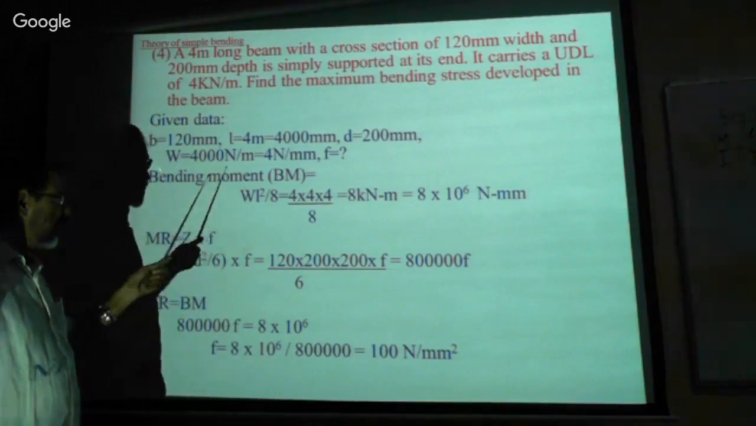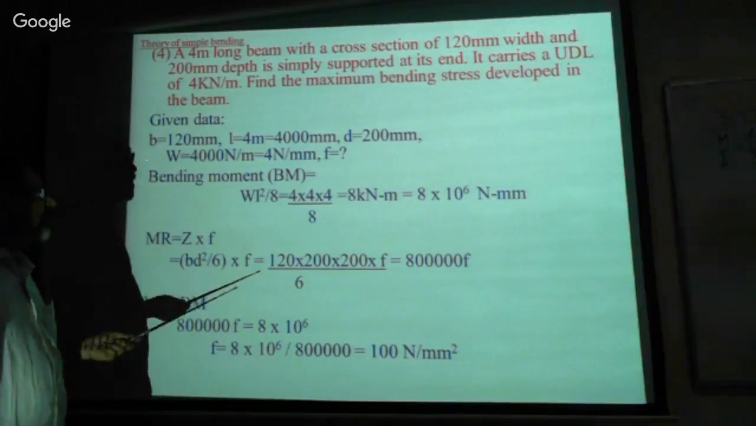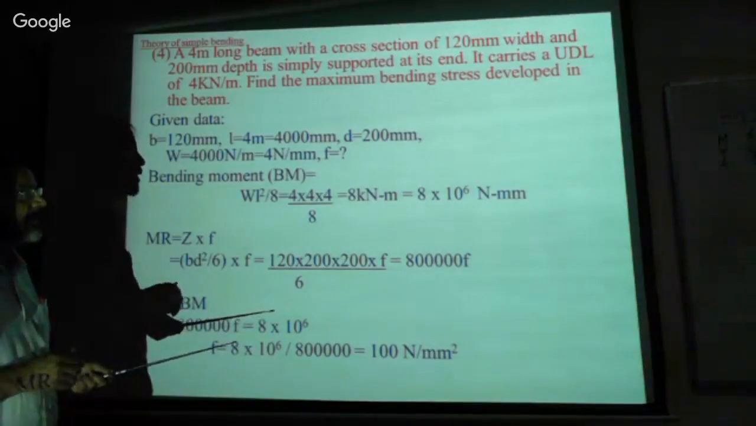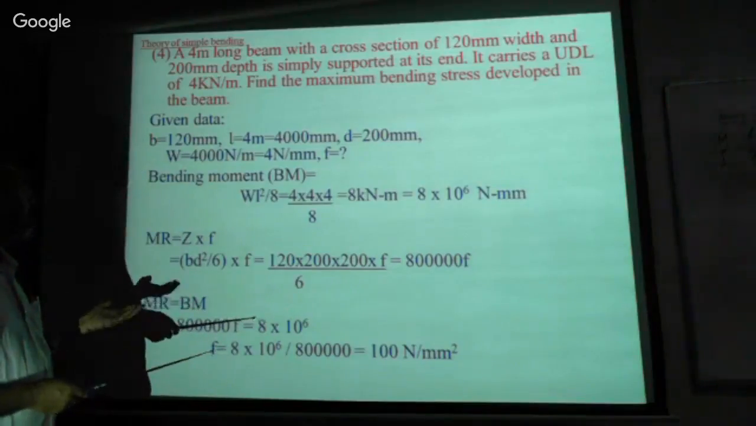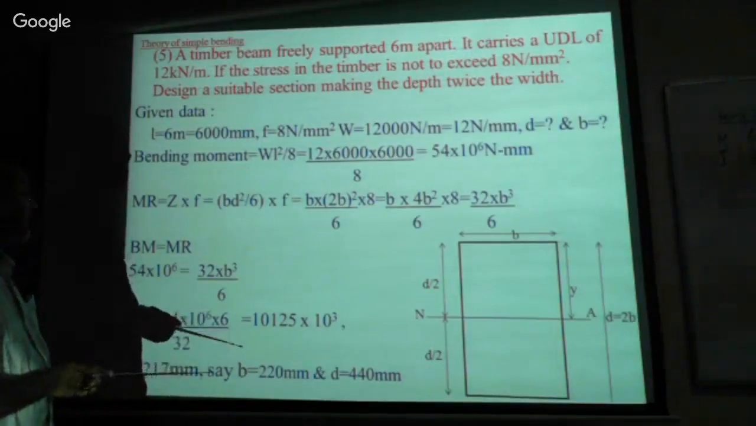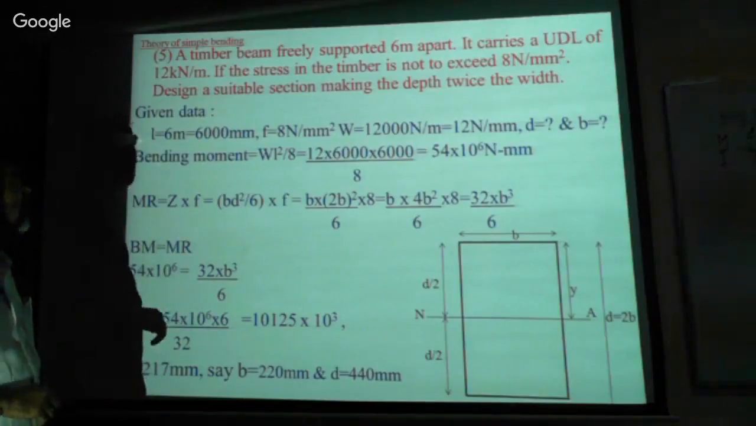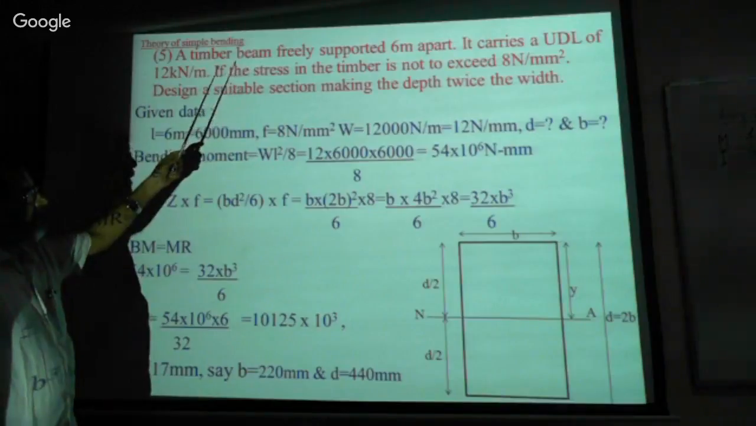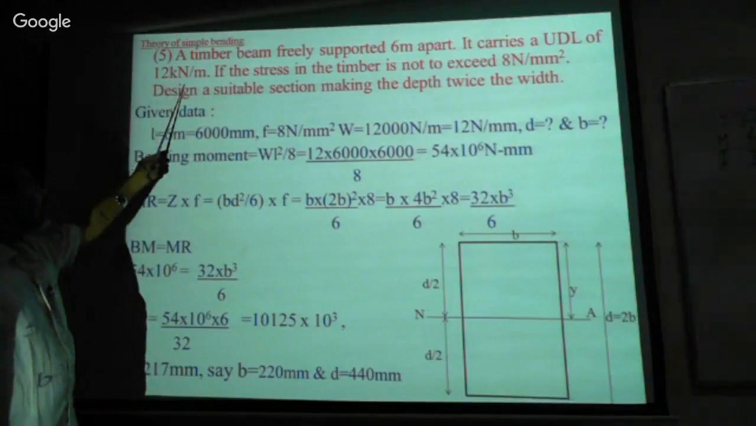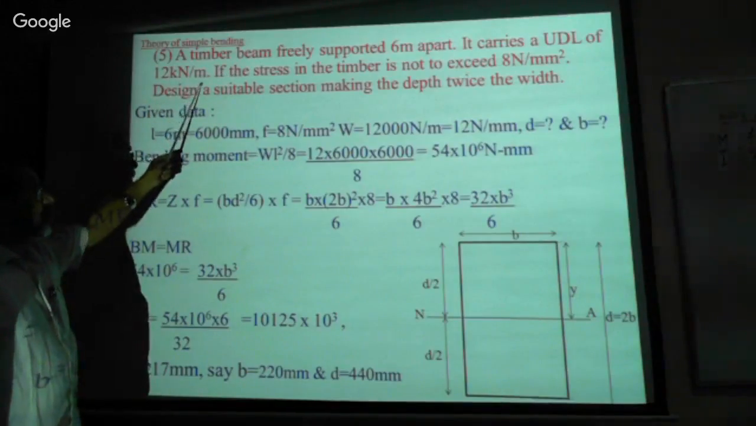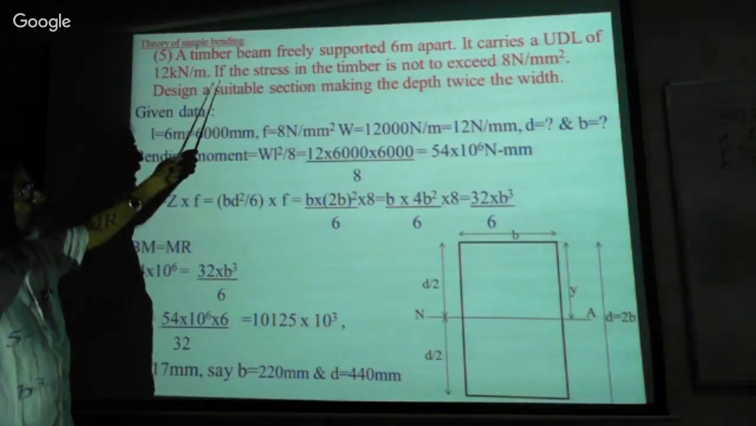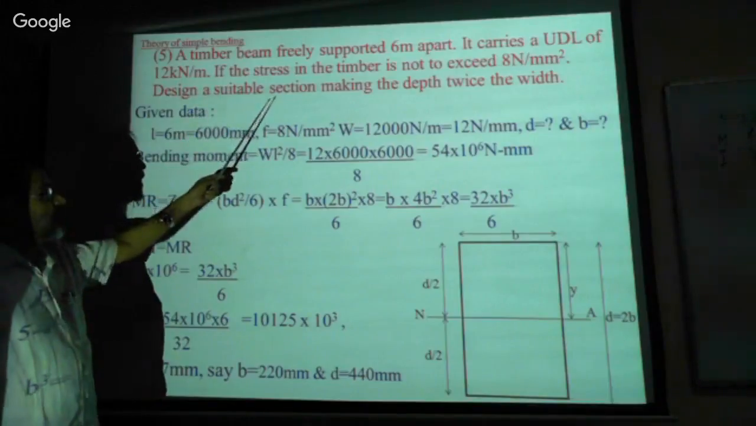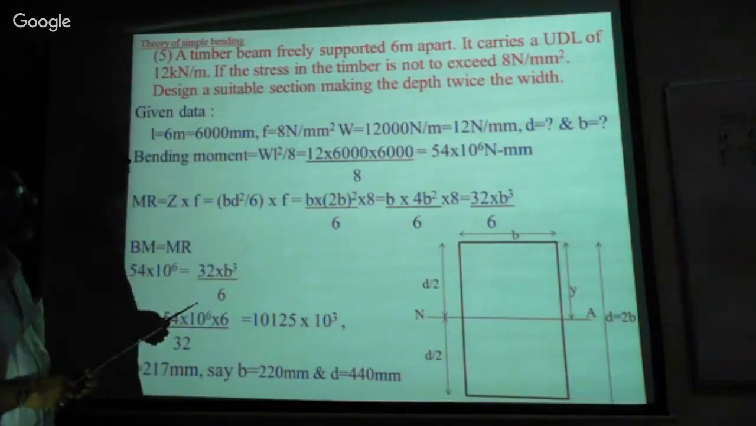Now this is a simple problem, but don't forget the bending equation, M by I is equal to F by Y is equal to E by R. So let us solve one more problem. See, a timber beam is freely supported over 6 meters. It carries a UDL of 12 kN per meter. If the stress in the timber is not to exceed 8 newtons per millimeter square, design a suitable section making the depth twice the width.